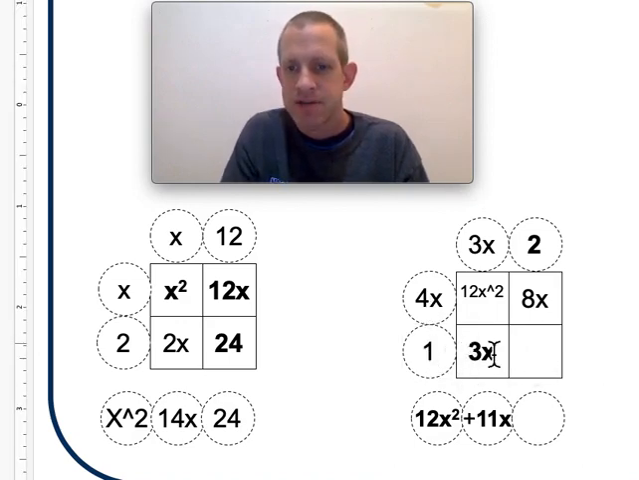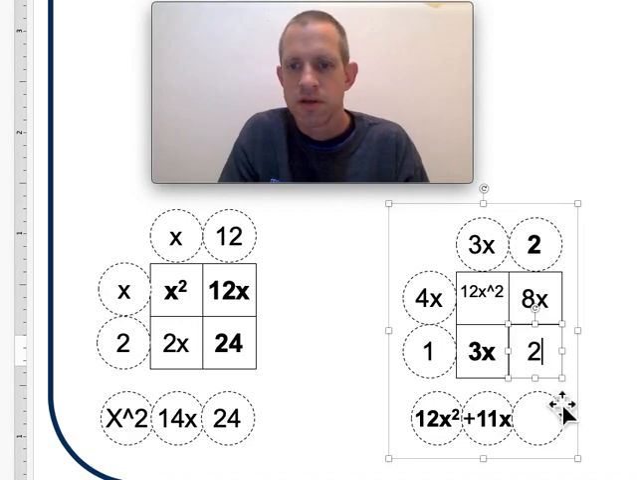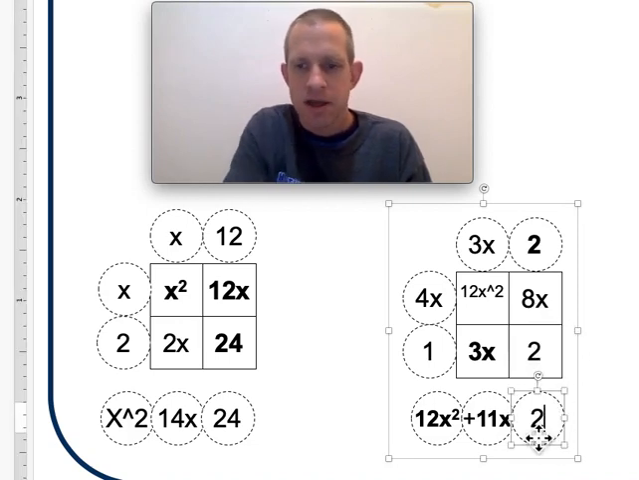And now that I've got the outsides here, I can multiply them together to get this final box. That must be a 2. And that means the final diagonal has to add up to a 2. And we're finished.